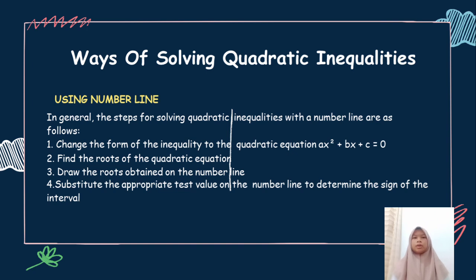Ways of solving quadratic inequalities, which is using a number line. In general, the steps for solving quadratic inequalities with a number line are as follows. First one, change the form of the inequality to the quadratic equation, which is ax squared plus bx plus c equals 0. Then find the roots of the quadratic equation. Then draw the roots obtained on the number line. Last one, substitute the appropriate test value on the number line to determine the sign of the interval.